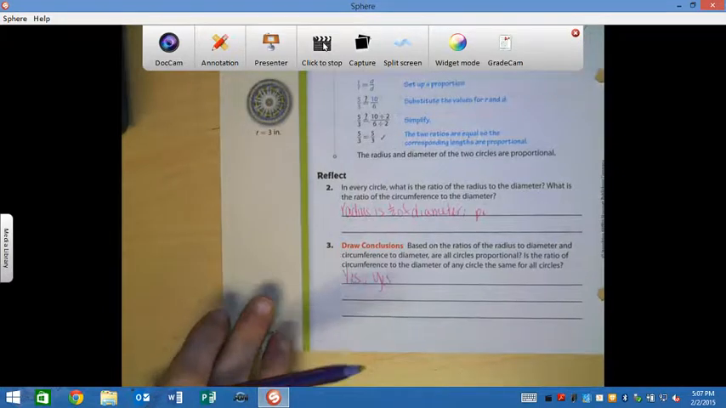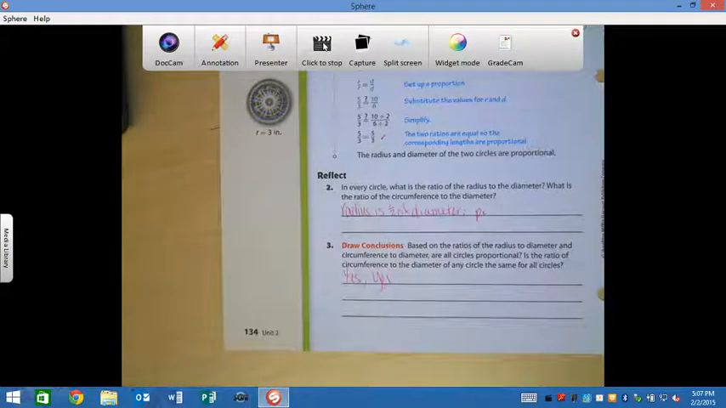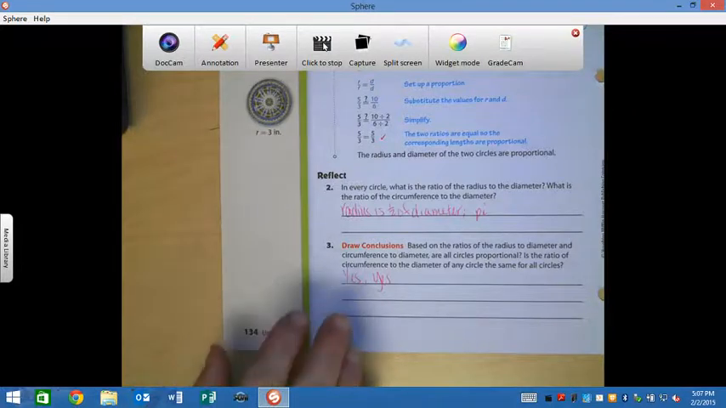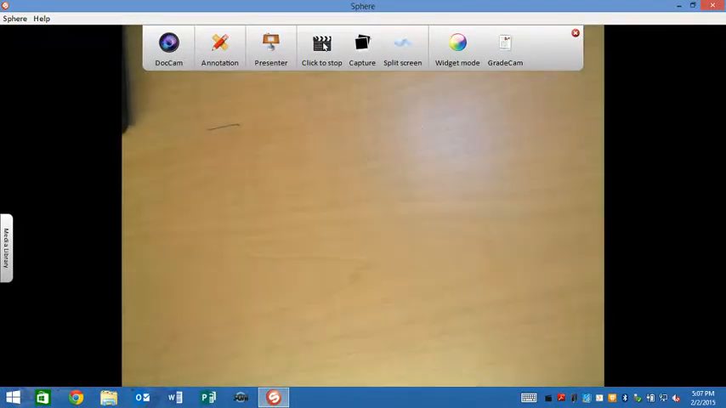For the draw conclusions, based on the ratios of the radius to diameter and the circumference to diameter, are all circles proportional? Yes, every single circle will always be proportional. Is the ratio of circumference to the diameter of the circle the same for all circles? Yes, most definitely, absolutely it is, and always will be. So now I want you to pause the video and try number 4, the your turn, since we kind of cheated and I gave you the answers to 2 and 3.